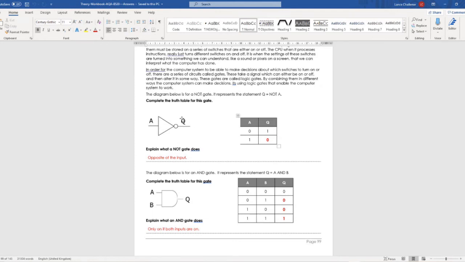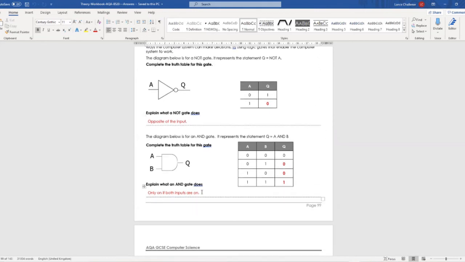And in our truth table, we can only have two possible inputs with one input inside there. So 0 and 1, we're in a binary system. So 0 and 1, and 0 becomes 1 and 1 becomes 0 because NOT inverts everything. So it has the opposite of the input.